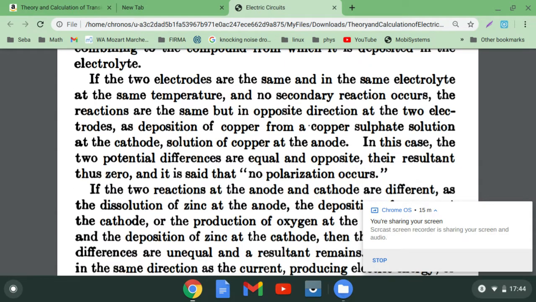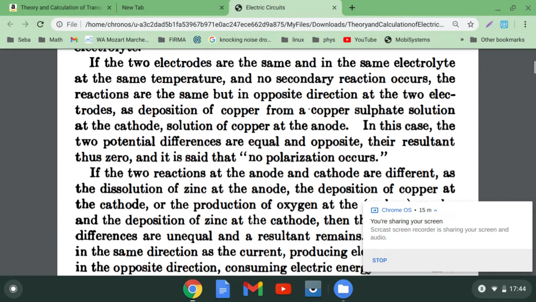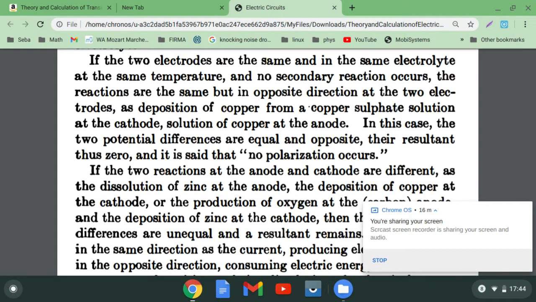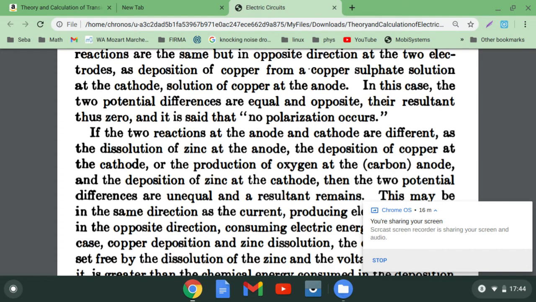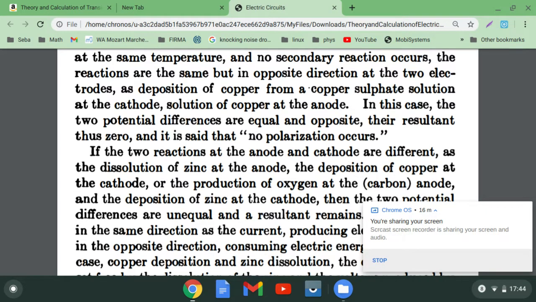If the two electrodes are the same and in the same electrolyte at the same temperature and no secondary reaction occurs, the reactions are the same but in opposite direction at the two electrodes, as the deposition of copper from a copper sulfate solution at the cathode, solution of copper at the anode.